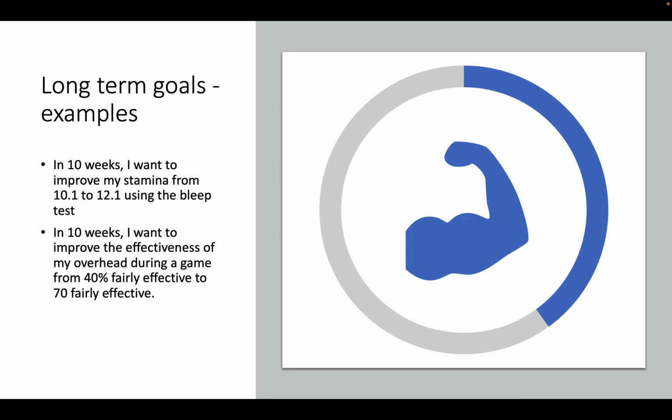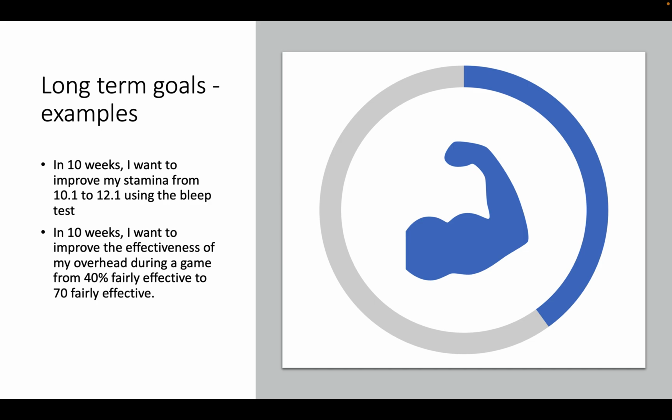Some examples of long-term goals are shown on screen. Because this is a target which is further away in terms of time and distance, we're going to make the increase a lot bigger. As you can see here, this person has said, in 10 weeks, I want to improve my stamina from 10.1 to 12.1 using the bleep test. So you can see that they're going to try and go up 2 whole levels in the bleep test in 10 weeks' time. That might seem like a big jump or something that's difficult or unachievable, but if we set lots of short-term targets, that's definitely something that we can meet in 10 weeks' time.